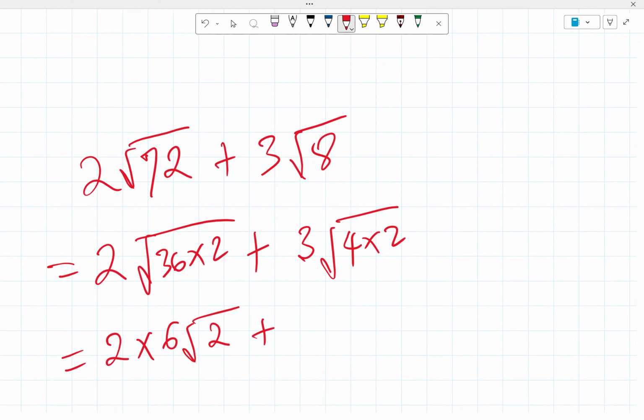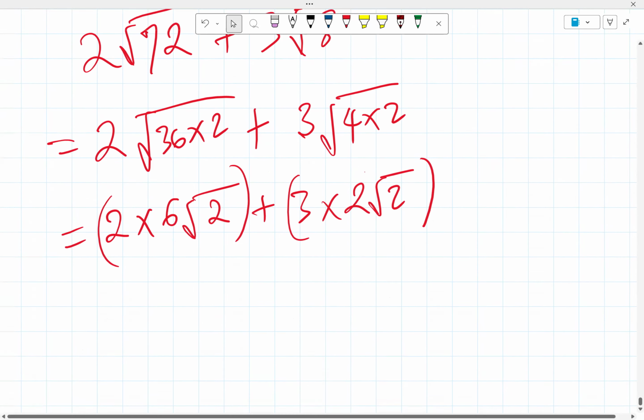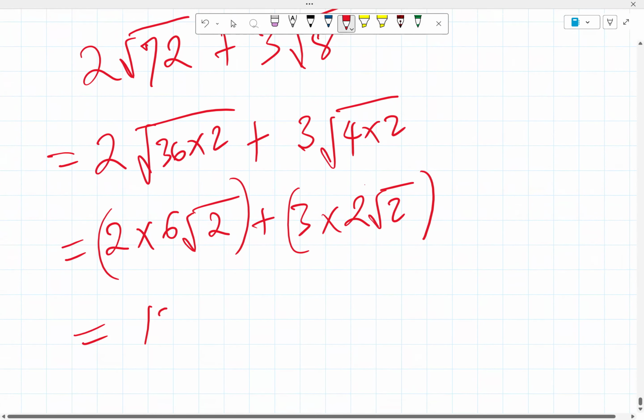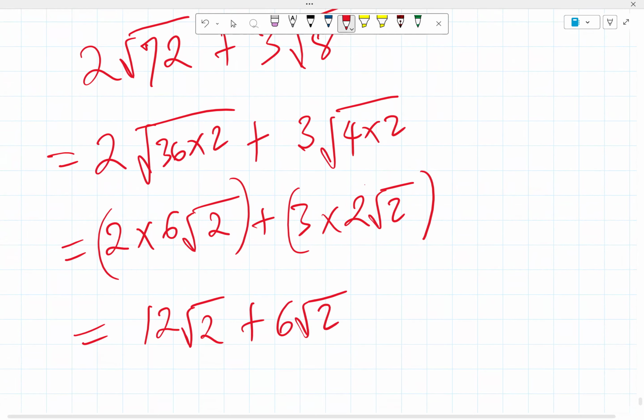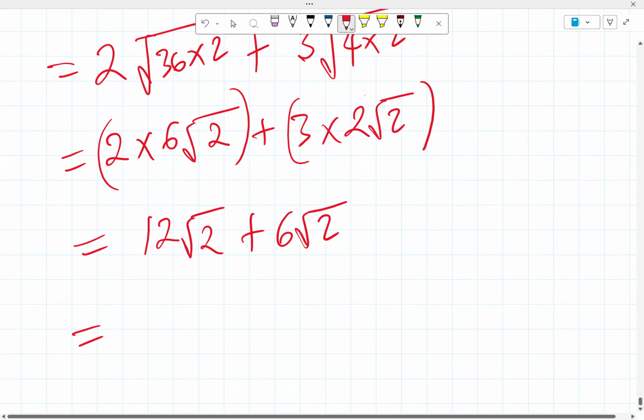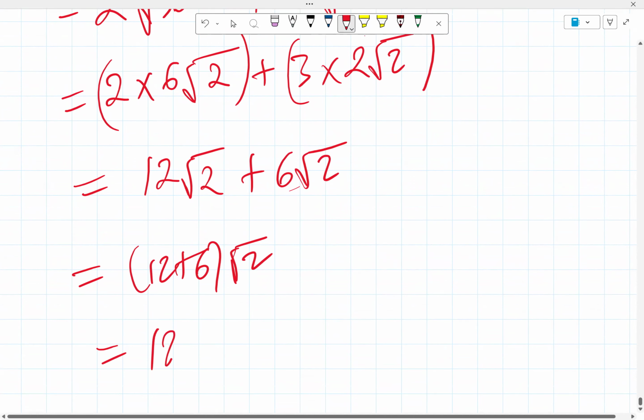Then here you have plus 3 times square root of 4, which is 2. Then you have that root 2 right there. So you can then have 2 times 6 is 12. You have 12 root 2 plus 6 root 2. So then you can add the coefficients: 12 plus 6, all times root 2. So at the end of the day, you have 18 root 2.